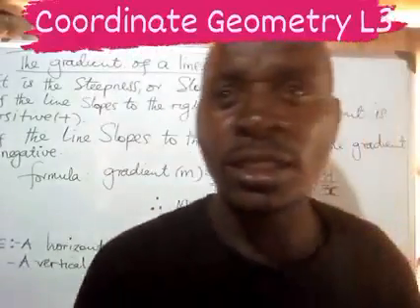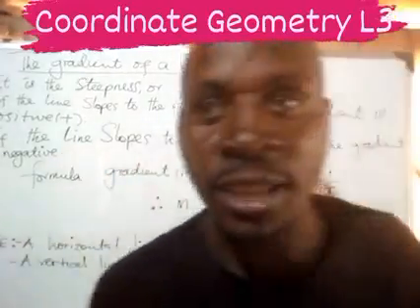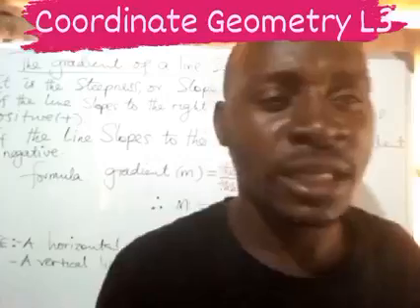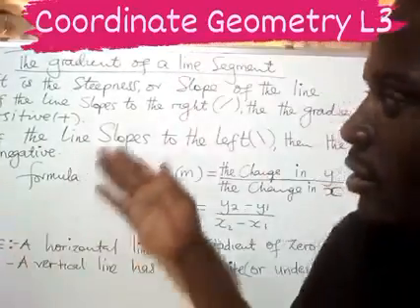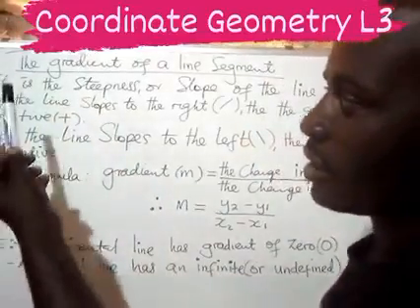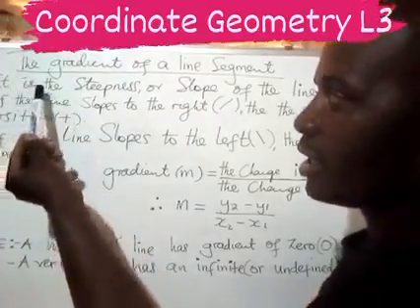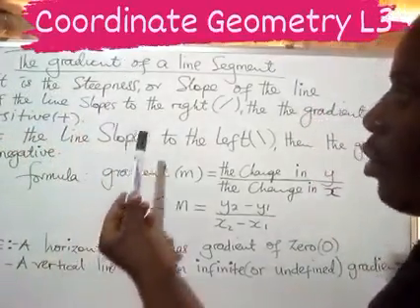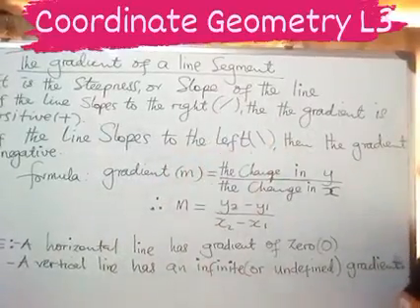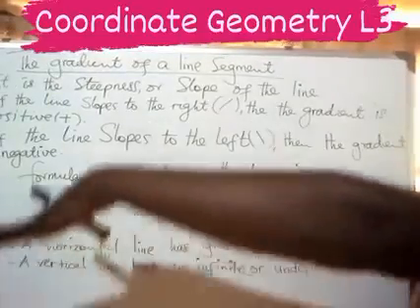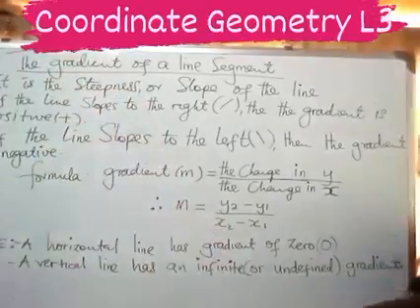So now we look at the gradient of a line segment. What we are told is that the gradient of a line segment is the steepness or the slope of a line. You know, the slope like this, the steepness.